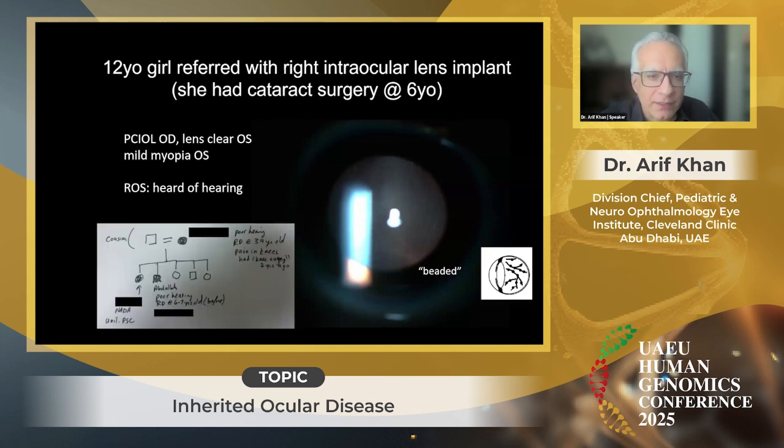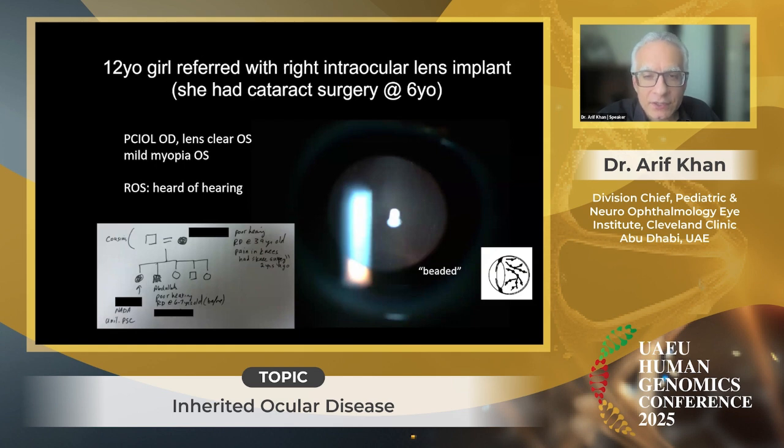When we do a pedigree, we find out that the mother had poor hearing, she had retinal detachment, and has had knee surgery for pain in the knees. Her brother has poor hearing also, and also had spontaneous retinal detachment.